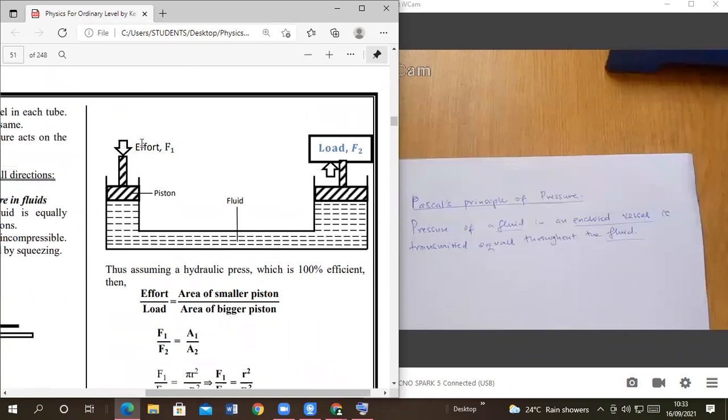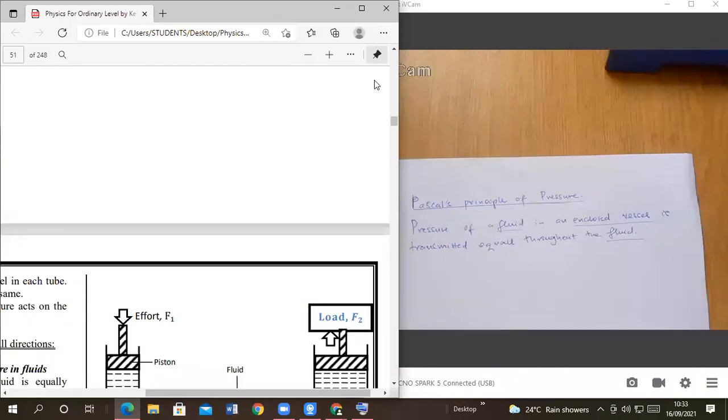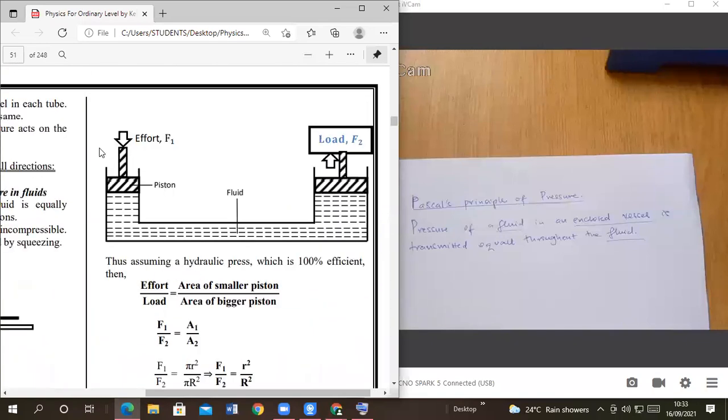which force is applied, which is called the effort, and the force which is applied this side is what we call the load. So if you want to lift a load of, say, force F2, you apply a force this side in form of the effort, which is F1. So the smaller force that you apply on this other side will cause a pressure, and that pressure will be transmitted equally throughout this fluid to this other side. Now, that pressure that you apply will make this load move upwards.